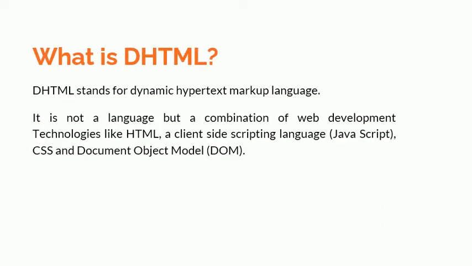What is DHTML? DHTML stands for Dynamic Hypertext Markup Language. It is not a language but a combination of web development technologies like HTML, a client-side scripting language like JavaScript, CSS and DOM.